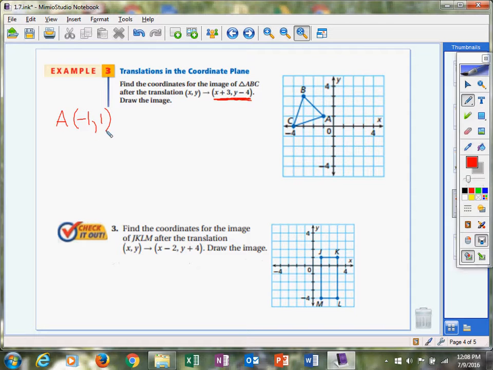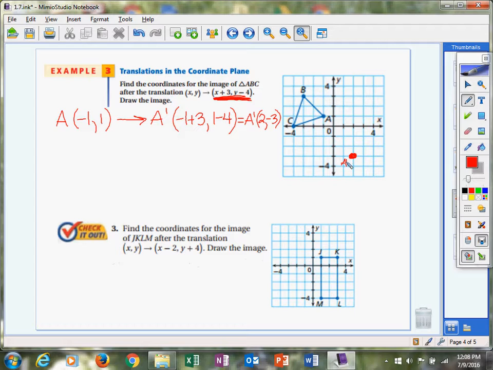Okay, so to get A prime, this is what I have to do. I have to take A's -1 and add 3 to it. And I have to take A's +1 and subtract 4 from it. Okay, see what we had to do? That's what they're telling us to do with each of the coordinates. So A prime should be located at 2, -3. Okay, so -1 + 3 is 2, and 1 - 4 is -3. So we're going to find 2 and then -3. And here it is. There's my A prime right there.